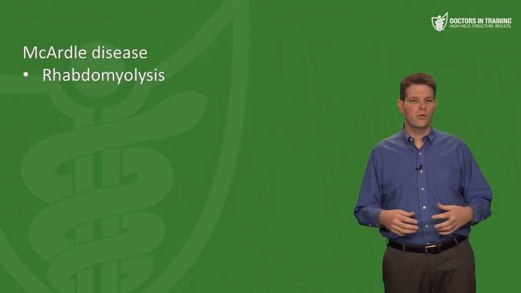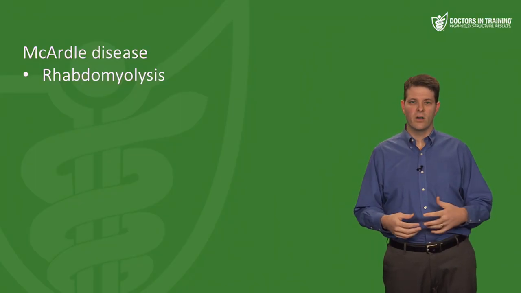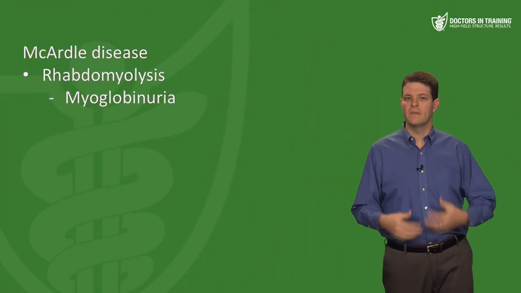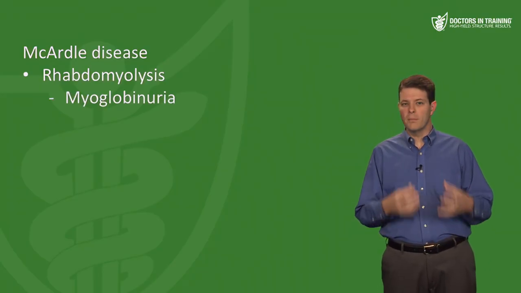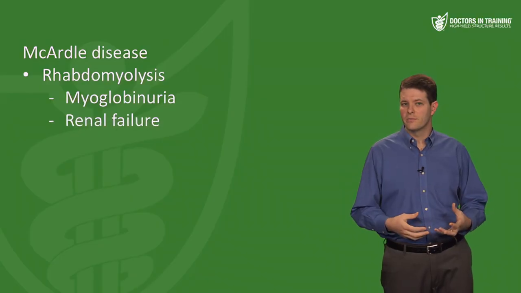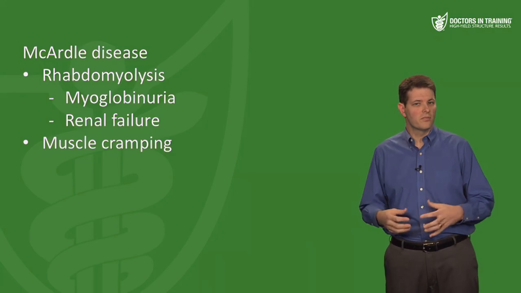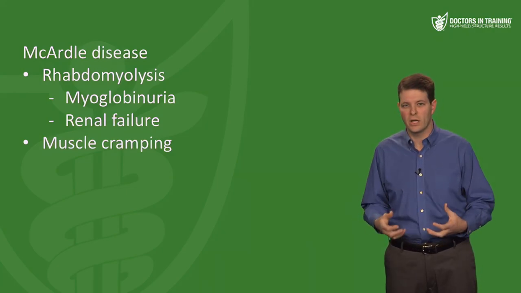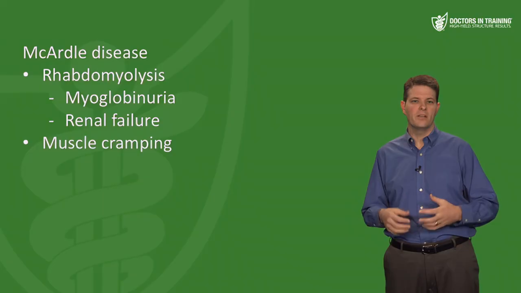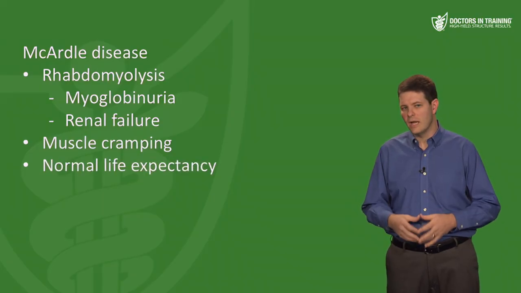So that myoglobin goes through the blood to the kidneys, and that causes myoglobinuria, myoglobin in the urine. And the myoglobin can clog up the kidneys and eventually cause renal failure. Now, patients with McArdle disease can also have muscle cramping because their muscles are starved for glucose because they can't break down glycogen. But the good news is that patients with McArdle disease have a normal life expectancy.